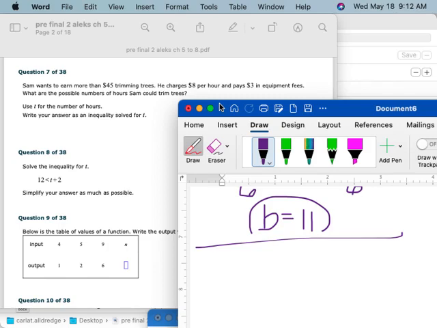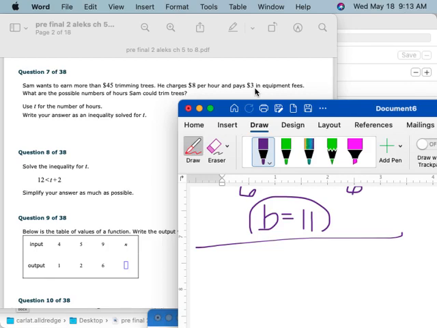Question number 7, Sam wants to earn more than $45 trimming trees. He charges $8 per hour and he pays $3 in equipment fees. What are the possible numbers of hours that Sam could trim trees? Now, it doesn't say that he pays $3 per hour. It just says he pays $3, period.